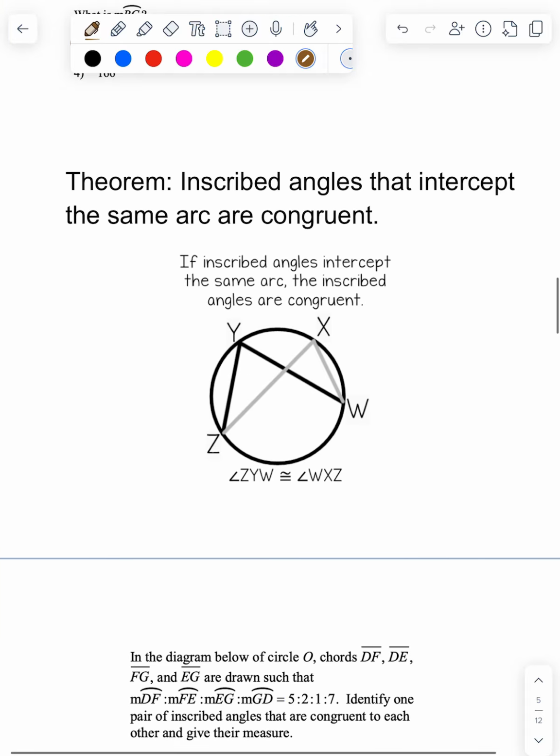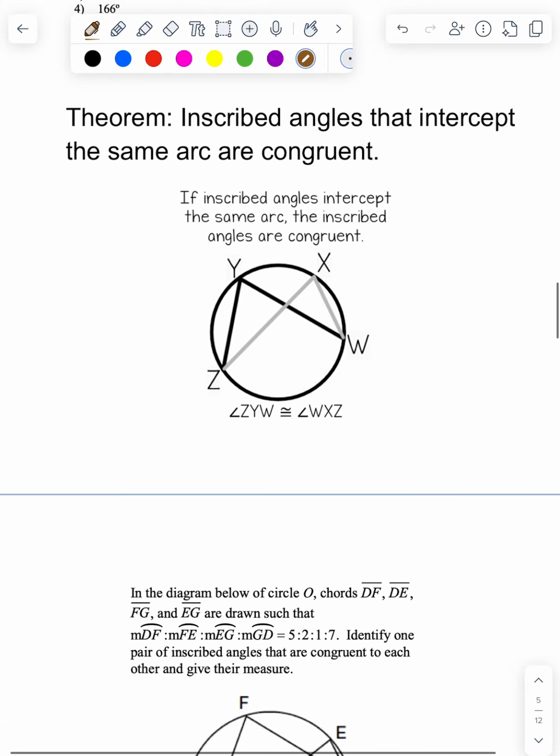We do have another theorem involving inscribed angles that comes up a lot, and we're going to see some examples that use it afterwards, so I'm putting it here. Inscribed angles that intercept the same arc are congruent. So if we have two inscribed angles that intercept the same arc, the inscribed angles are congruent to each other.